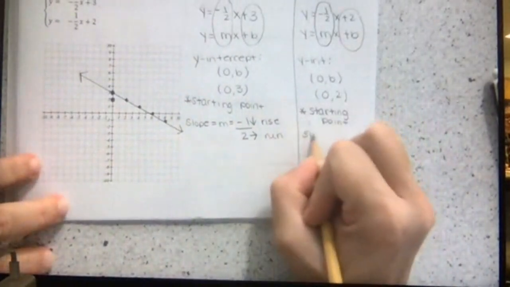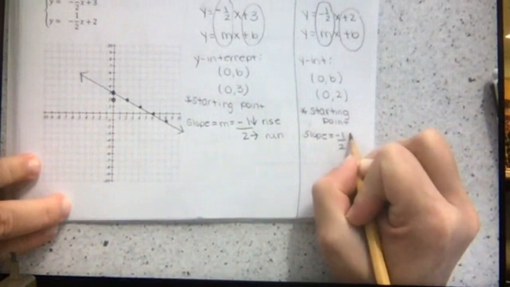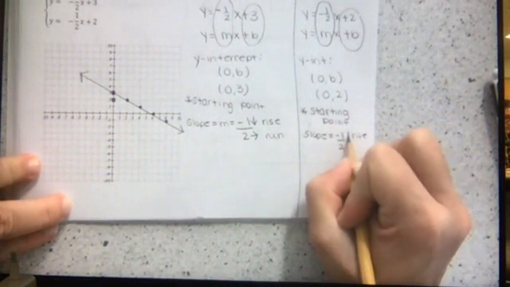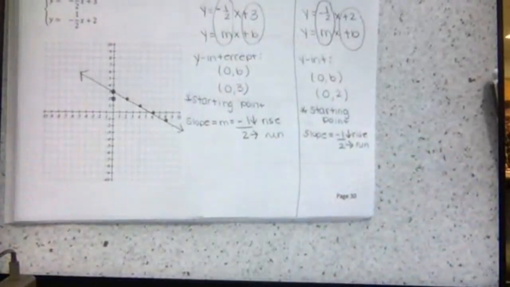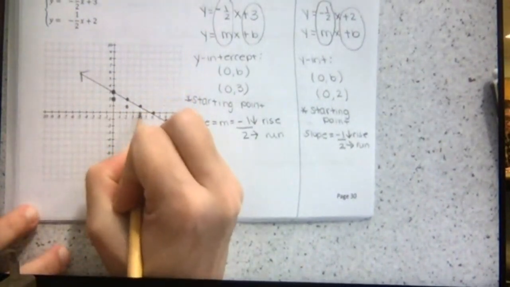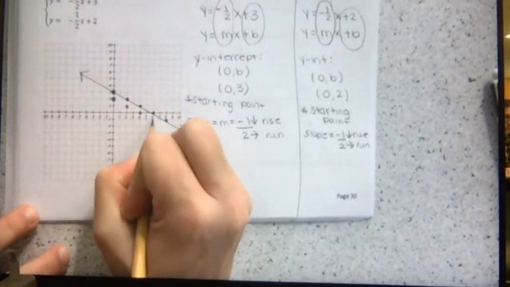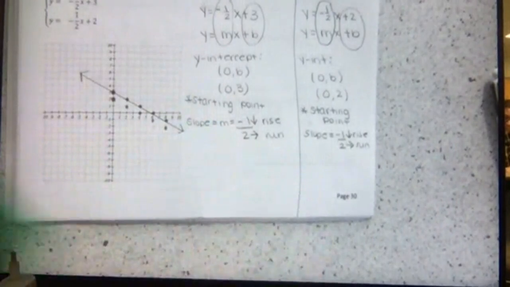And then our slope is going to be -1/2 again. So -1 is our rise, so we're going to go down 1. And our run is +2, so to the right 2. So from our starting point, from that 0, 2, we're going to go down 1, right 2, and repeat. What do you notice?